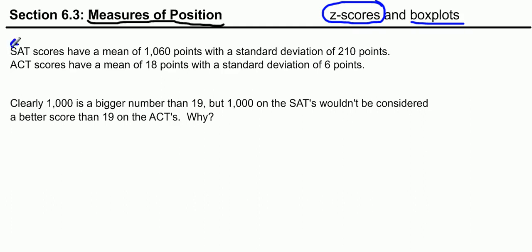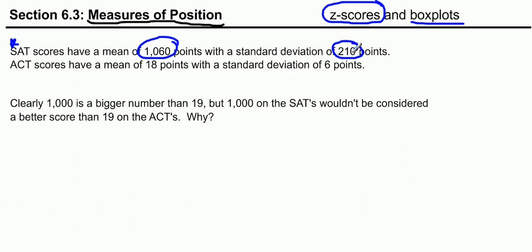Okay, so we're going to start down here looking at college entrance exams just as an example. Again, this is something that you would learn quite a bit about if you took a statistics course, which I think many of you may do. But the idea here is we have two different tests that are used for college admission. One of them is the SAT test, and one of them is the ACT test. Now, SAT scores, if you look at this first paragraph, have a mean score of 1,060 points. They have a standard deviation of 210 points.